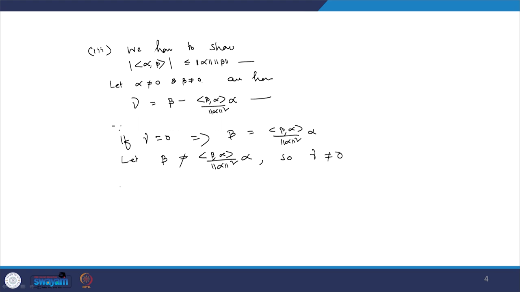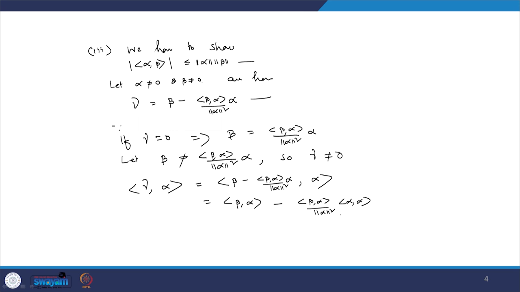So gamma not equal to 0 means, okay, we have the inner product of gamma and alpha, let me check that one. The inner product of gamma and alpha equals the inner product of beta minus the inner product of beta, alpha by norm of alpha squared times alpha, and alpha. So this is equal to the inner product of beta, alpha minus the inner product of beta, alpha by norm of alpha squared, into the inner product of alpha, alpha. I have used the definition of the inner product to write down the inner product of gamma, alpha like this. So this is equal to the inner product of beta, alpha minus the inner product of beta, alpha only. So this is equal to 0.